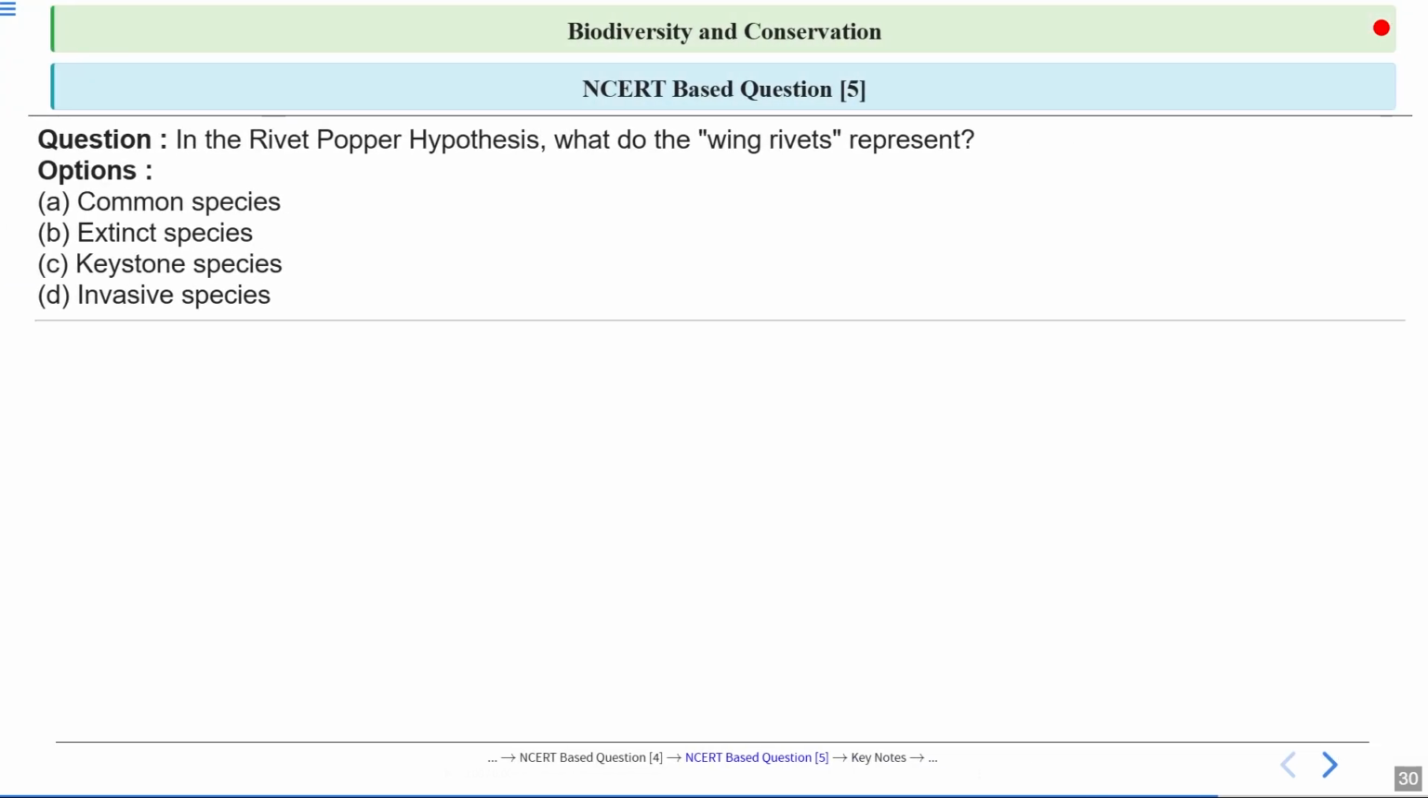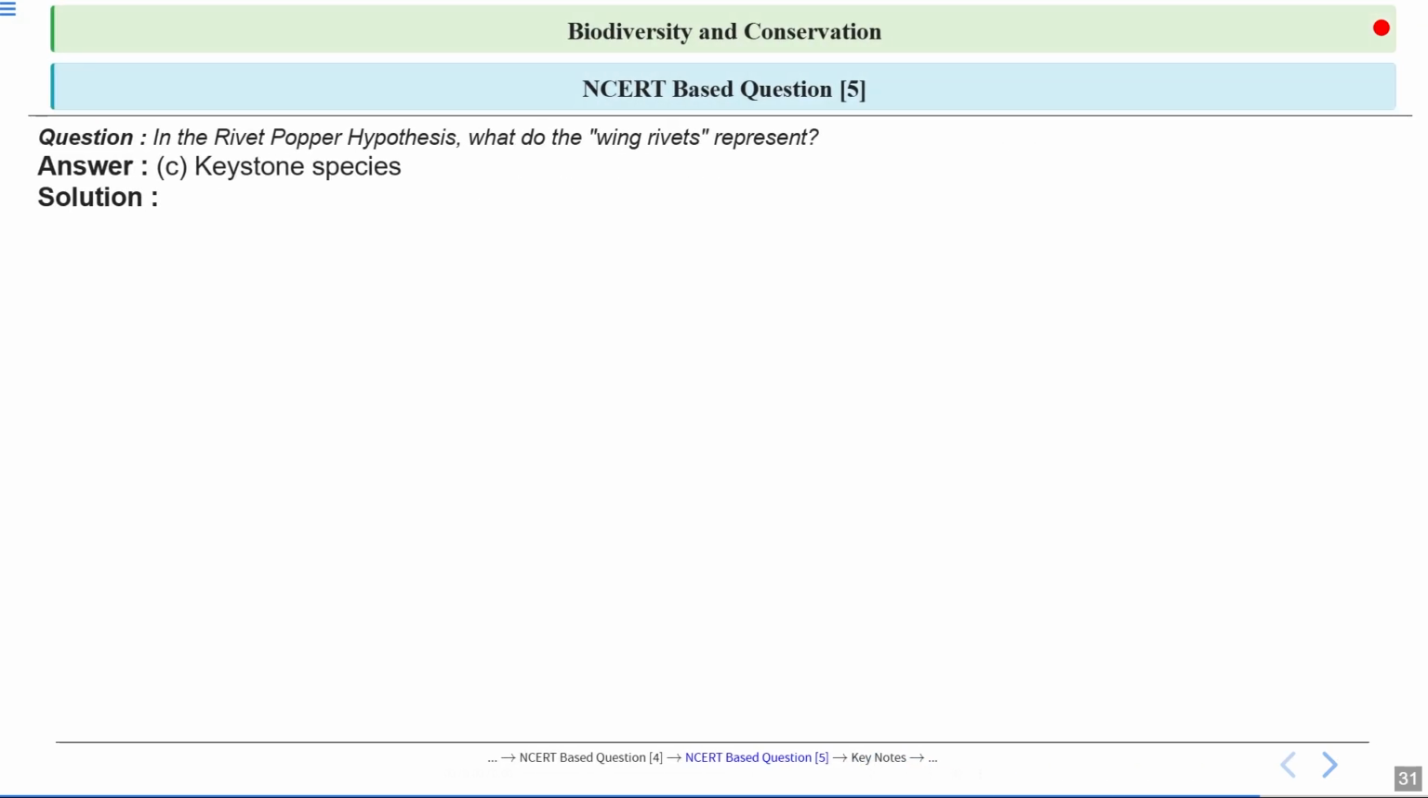Next question: in the rivet popper hypothesis, what do the wing rivets represent? Rivets in the wing are parts of the wings. The options are common species, extinct species, keystone species and invasive species. What will be the correct answer? Option number C, keystone species, is the correct answer.